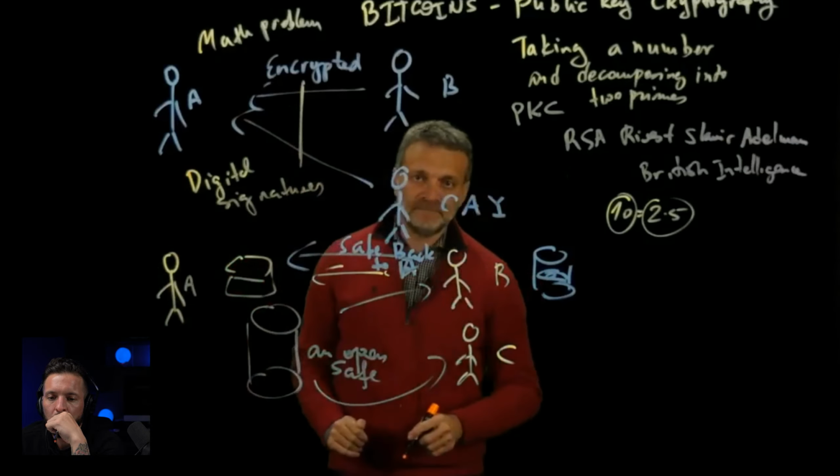Okay? So these are actually very interesting concepts, and they're all coming from this kind of comparison between encryption, public key encryption, and a safe. And public key encryption is based on what we call math problems, or trapdoor math problems, where one way is easy, another way is tough. And one example like this is taking a number and decomposing it into two primes.